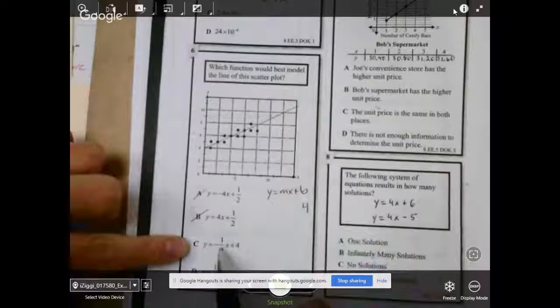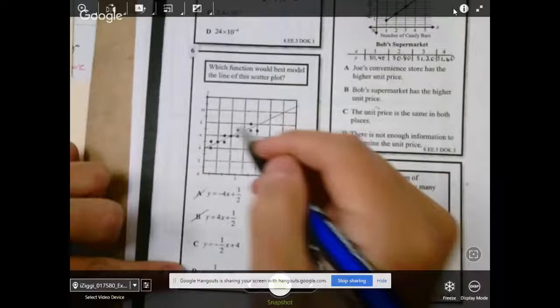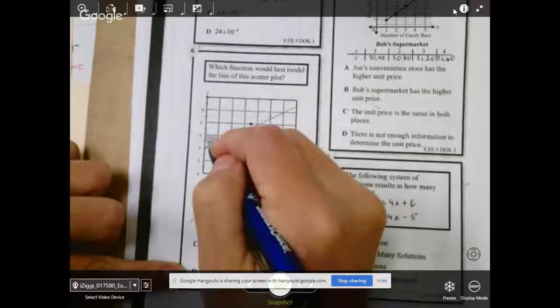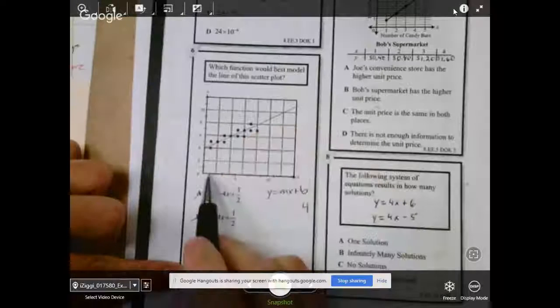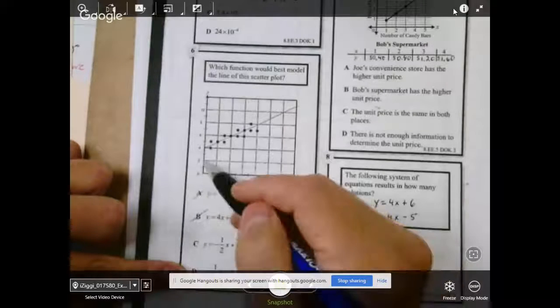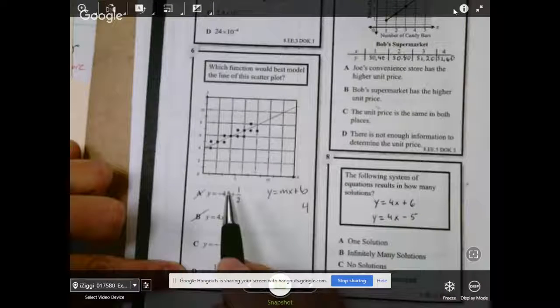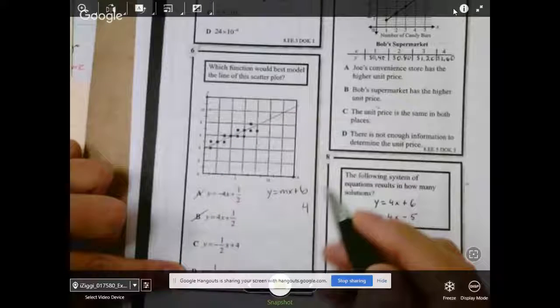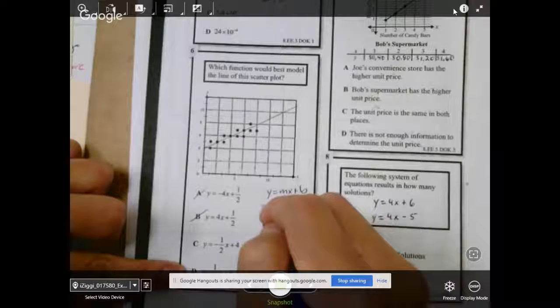Let's test it. Up 1 over 2. Notice each of these, they're counting by ones: 1, 2, 3, 4, 5. 1, 2, 3, 4. So you can just count by ones here. Up 1 over 2, so y equals 1 over 2x plus 4, and that's that one.